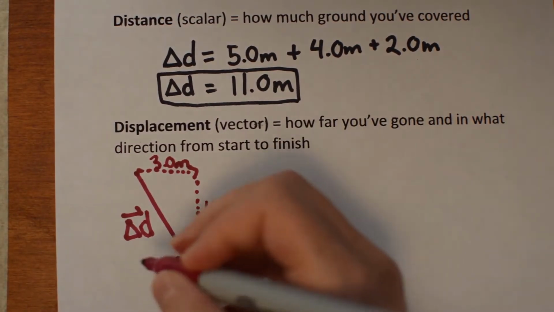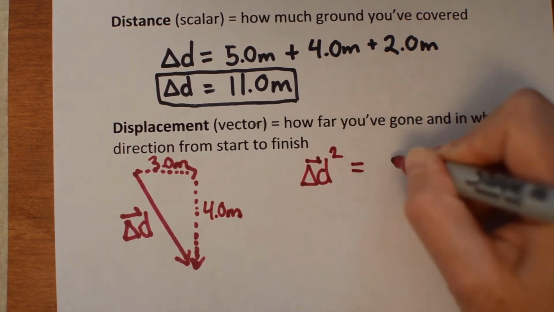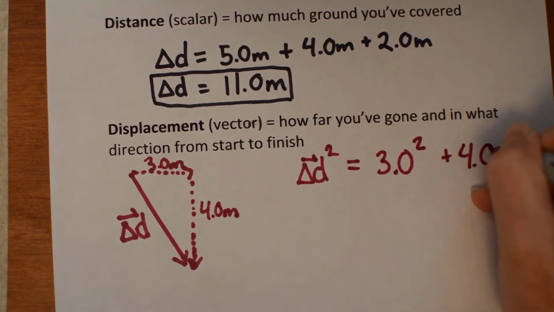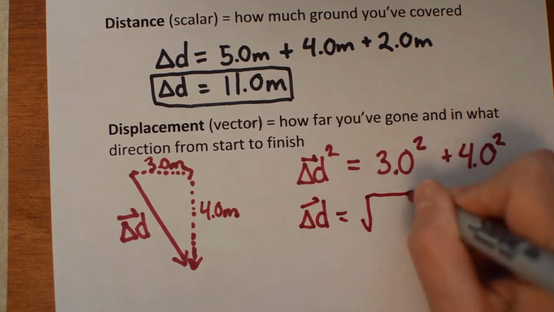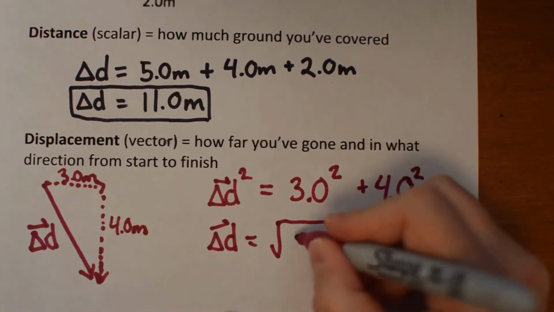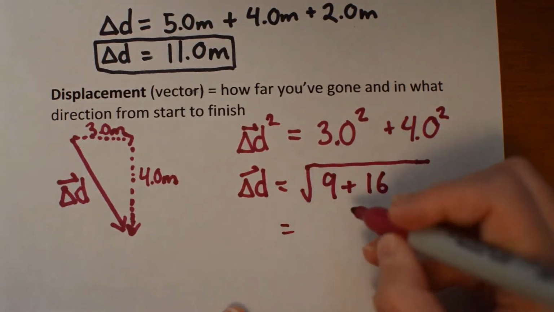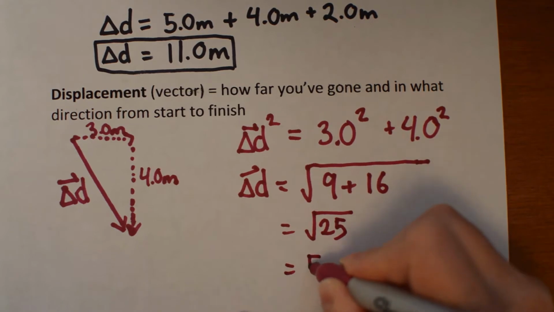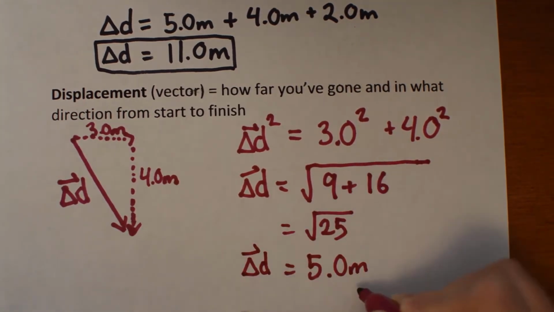Then I get to use Pythagoras' theorem to calculate delta D. So delta D squared would be 3 squared plus 4 squared. So delta D is going to be the square root of 3 squared is 9, 4 squared is 16. That makes 25 under there. The square root of 25 is 5 meters. So your delta D is 5 meters.